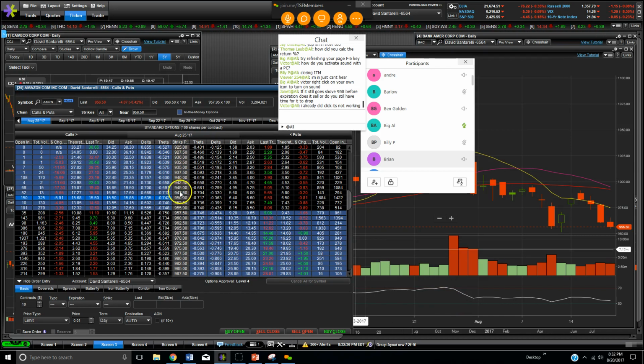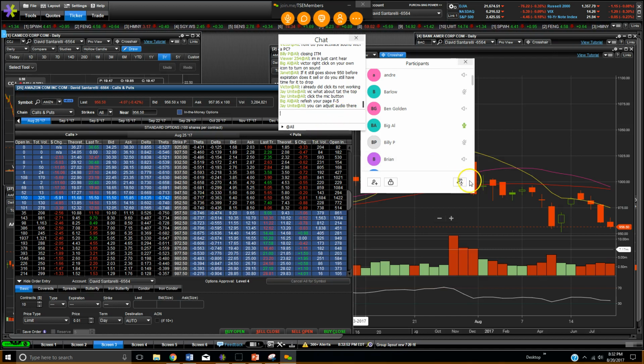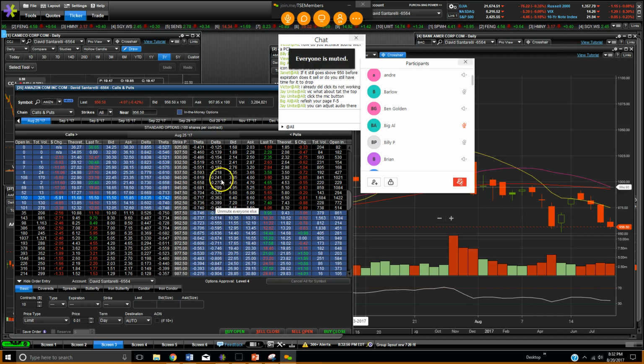Okay, so 950 strike put. If you buy this put and tomorrow the stock's where it's at now, and let's just say we got it for the same price, 6.50. Let me put everyone on mute again so I can go over this. Everyone else is now muted. All right.